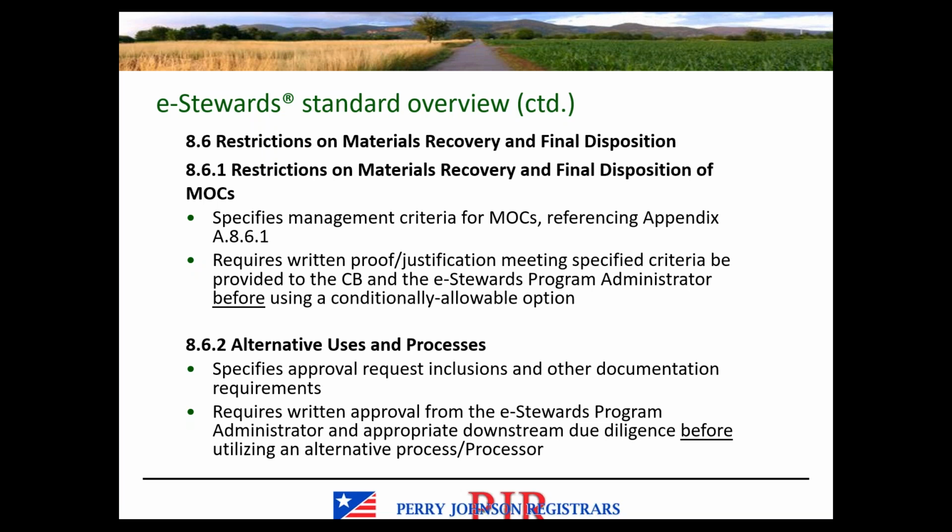8.6.2 covers alternative uses and processes. This section specifies the approval request, the items that need to be included with it, and any other documentation requirements. It also requires written approval from the e-Stewards program administrator and appropriate downstream due diligence before utilizing an alternative process or processor. So it's not enough to submit that request. You actually have to get written approval back to be able to go ahead and do that.